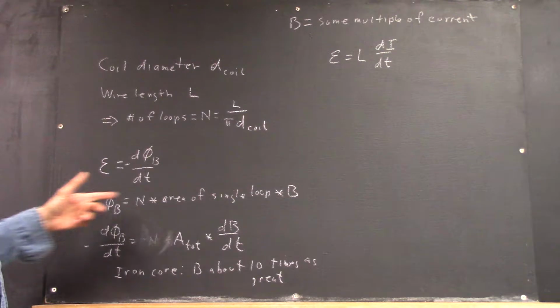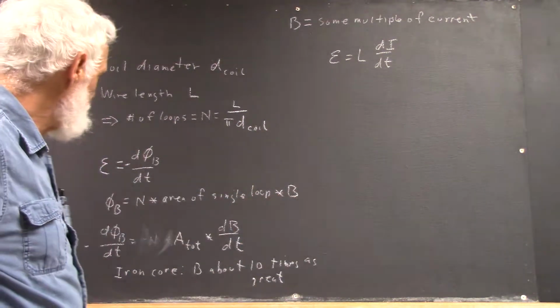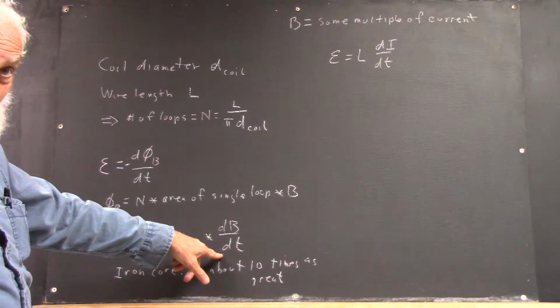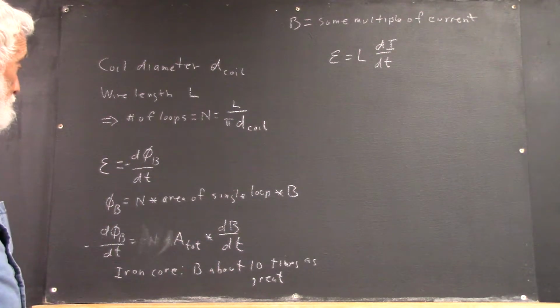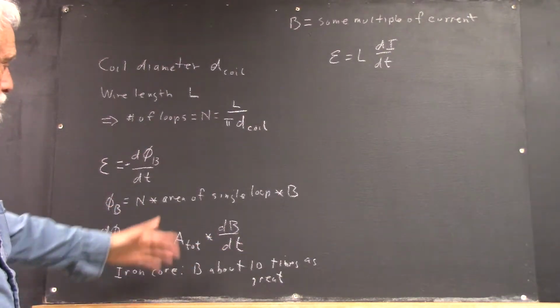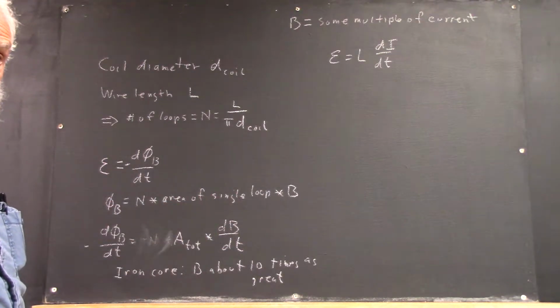I mean the flux, if you know these things. Okay. Then the derivative is very simple, right? Total area is just n times the area of a single loop, so it just depends on the rate of change of the magnetic field.